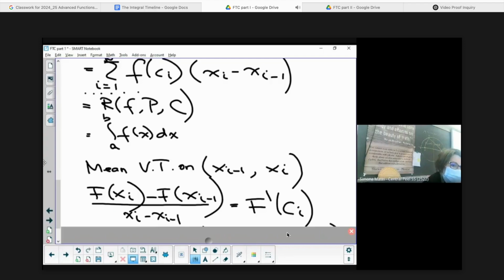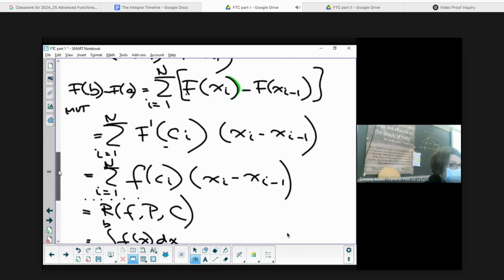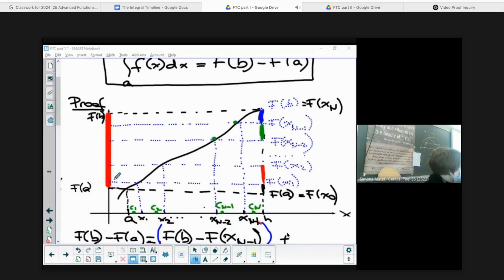Good. So I can do the same thing on each of these intervals. Let's take this interval over here. The mean value theorem tells me that the slope of the secant, which is big F at x2 minus big F at x1 divided by x2 minus x1, will be equal to, at a certain point, let's call that C2, the derivative there. C2, I guess in this case, is somewhere over here, but it really doesn't matter. What matters is that the slope of the secant will be equal to the slope of the tangent.